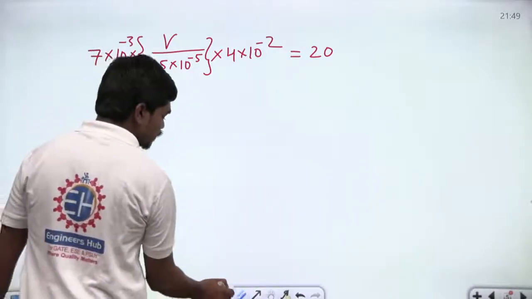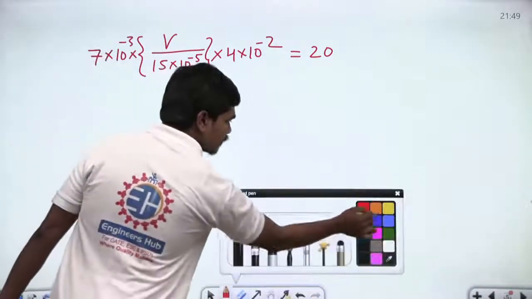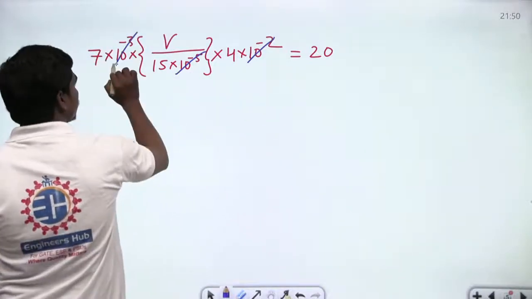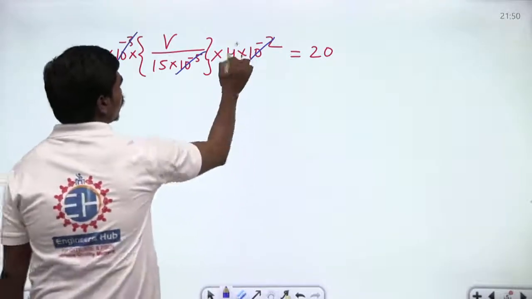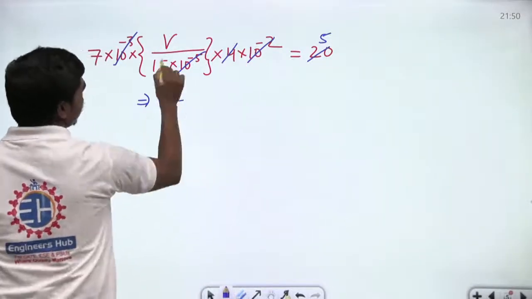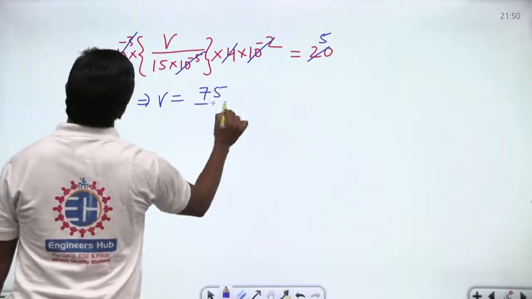Let us do some simplifications. If you perform some simplifications here, this 10 power minus 2, this 10 power minus 5 and this 10 power minus 3 cancel together, correct? And this 4 can be cancelled with this 5. So your V is equal to 5 into 15, which is 75, divided by 7.